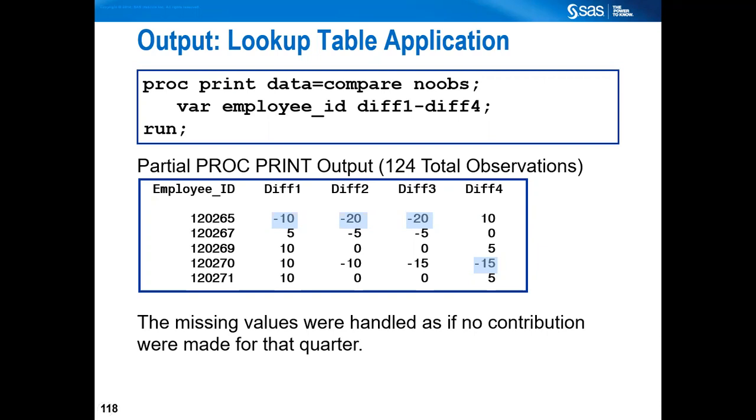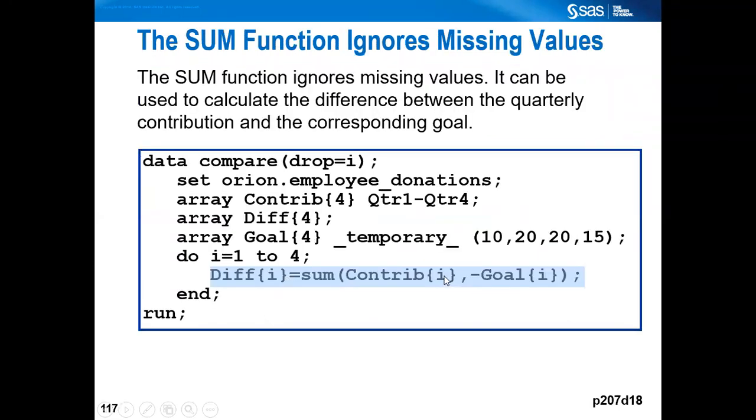Understood? So the missing values were handled as if no contribution was made for that purpose. So this was the sentence. We are using sum, so it's a sum function on argument 1, comma, argument 2. So it will perform difference, but it will ignore missing values. So that's what it's telling. Sum function ignores missing values. It can be used to calculate the difference between the quarterly contribution and the corresponding.